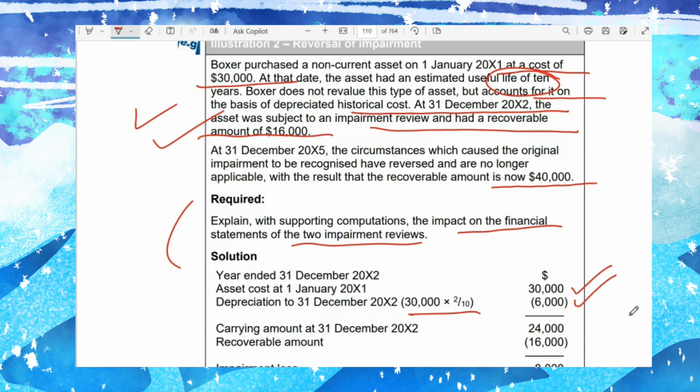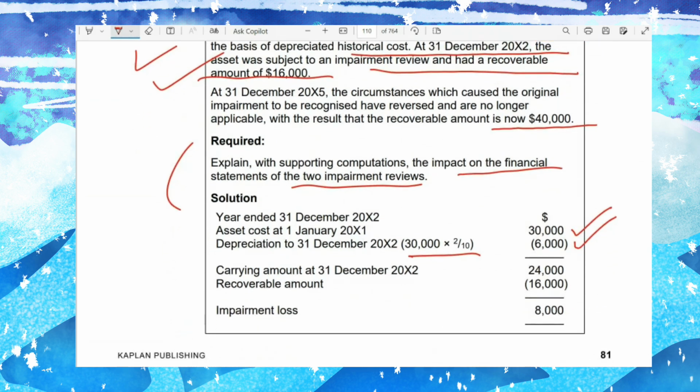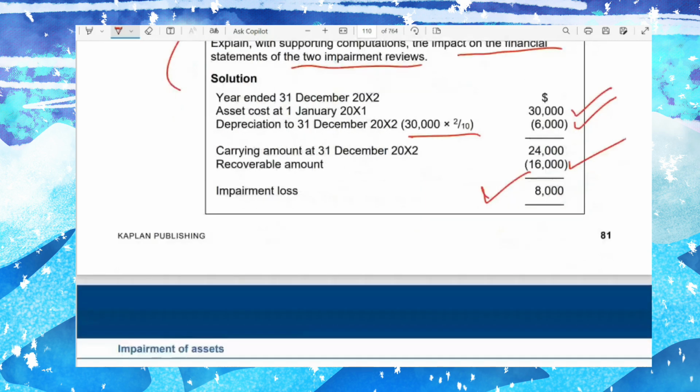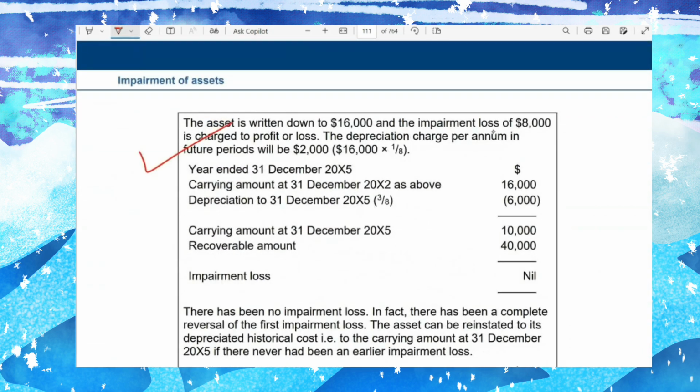But now for December 2005, as they said, it is reviewed as 40,000, and the carrying amount is 16,000. In 2005, a 3 year span has already gone and 6,000 depreciation has been charged. The carrying amount is 10,000, but the recoverable amount is 40,000. So the impairment loss is nil. The value in use is greater than the carrying value, so there is no impairment indication in this type of question.